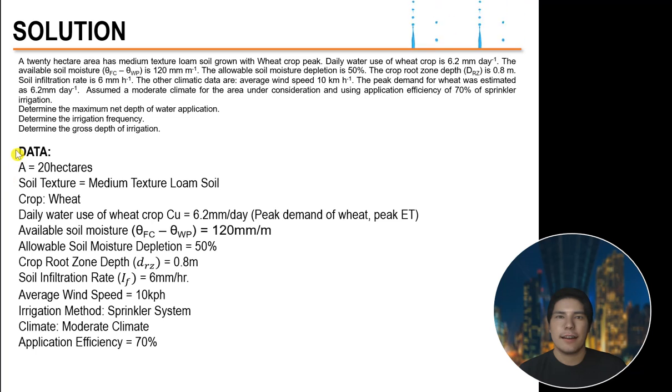So the data given: we have this area, 20 hectares. The soil texture is medium texture loam soil. The crop is wheat. The daily water use of wheat, the consumptive use, is 6.2 mm per day. So this is the peak demand of our wheat, or the peak evapotranspiration. The available soil moisture is 120 millimeter per meter. The allowable soil moisture depletion is 50%. The crop root zone or the DRZ is 0.8. The soil infiltration rate is 6 mm per hour. The average wind speed is 10 km per hour. The irrigation method used is sprinkler system. The climate is moderate climate, and the application efficiency is 70%.